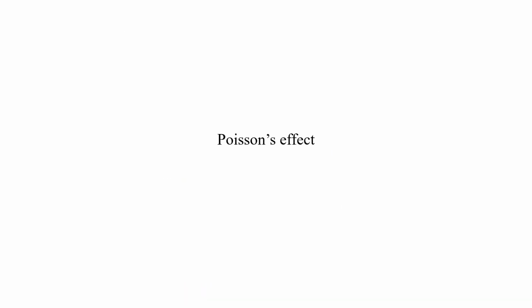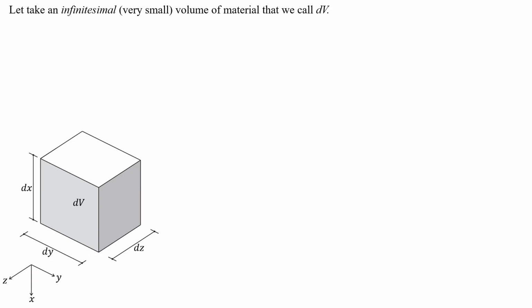So Poisson's effect, some French mathematician. We will get an image, not a photo, an image of him in a second. Let's take the infinitesimally small part. This time, no longer of a rod, but actually of a solid object. So it could be a part of a beam or a column or whatever it happens to be, and there's loads being applied to it. So we can see the dimensions.